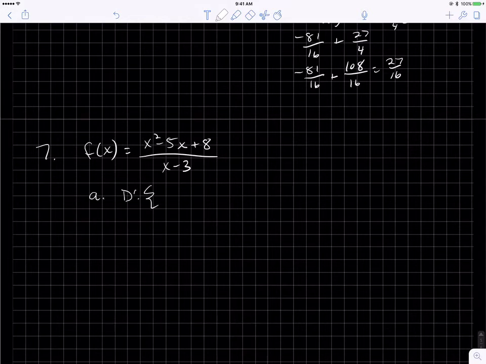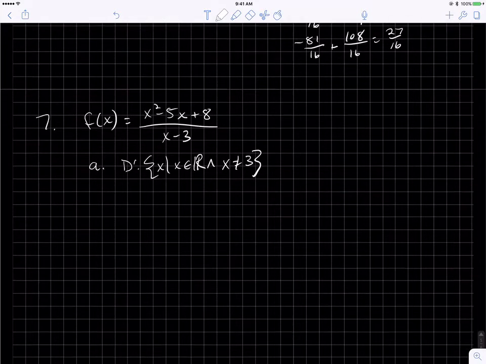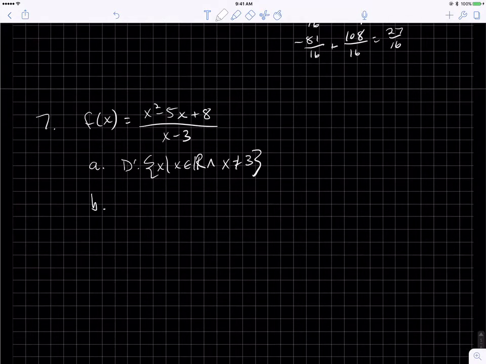Domain: all x such that x is a real and x cannot be 3 because 3 makes the denominator 0. So I'm saying all numbers except 3. You can say that any way you like. That's how I choose to write it with proper notation.